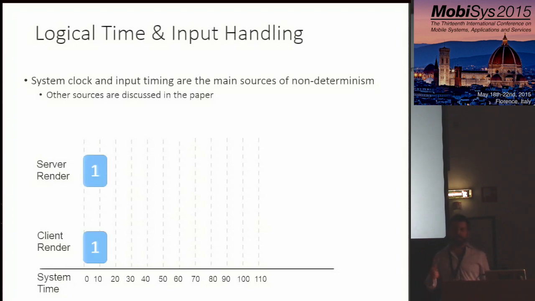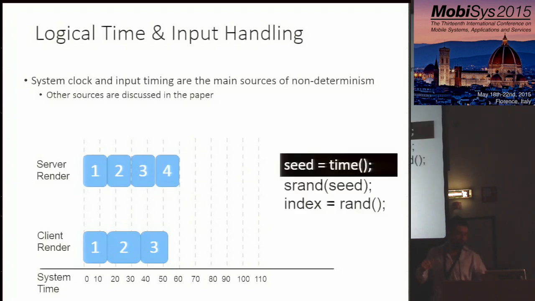For the system time, really the problem is that the frames take longer to render in the client. Sometimes they take the same, sometimes they take much longer. And this is a problem because let's say we see some code that is doing something like this, something like reading the system time to get a random seed.